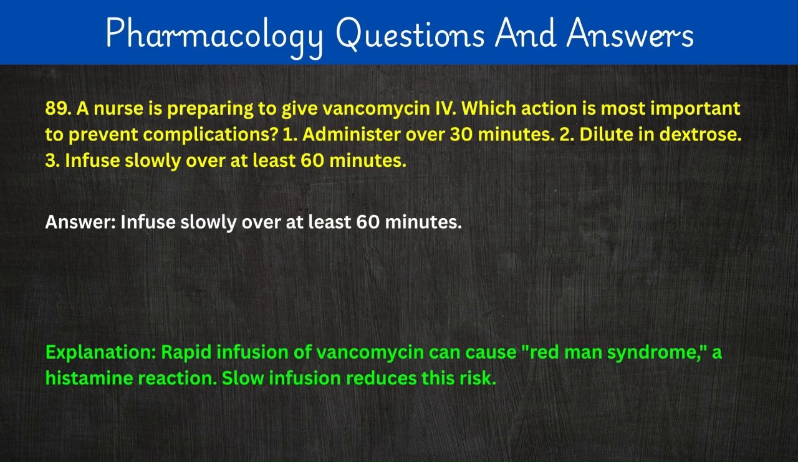89. A nurse is preparing to give vancomycin IV. Which action is most important to prevent complications? 1. Administer over 30 minutes. 2. Dilute in dextrose. 3. Infuse slowly over at least 60 minutes. Answer: infuse slowly over at least 60 minutes. Explanation: rapid infusion of vancomycin can cause red man syndrome, a histamine reaction. Slow infusion reduces this risk.